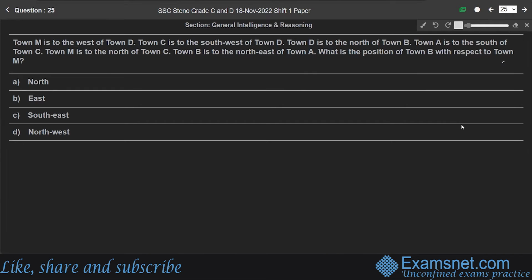Question number 25. Town M is to the west of town D. Town C is to the southwest of town D. Town D is to the north of town B. Before taking this, we'll consider the directions: north, south, east, west, right? Town M is to the west of town D, so if you consider town D here, town M is to the west. We have to consider town M here.